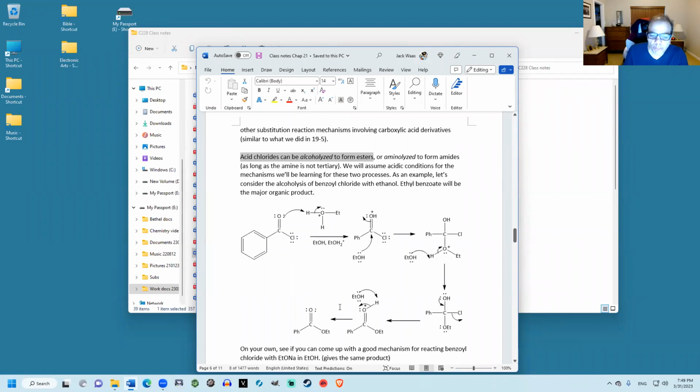So I think this is overall fewer steps than Fischer esterification. There should be at least one fewer step.